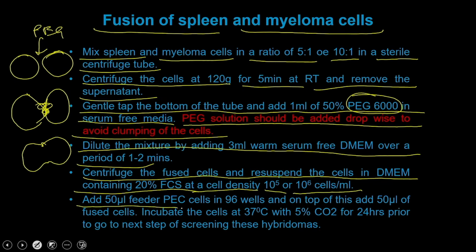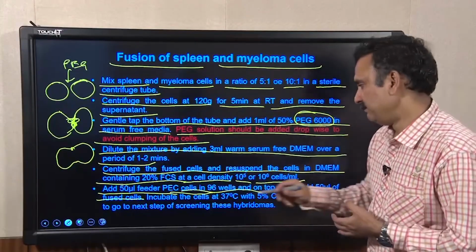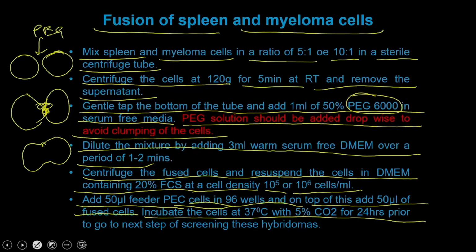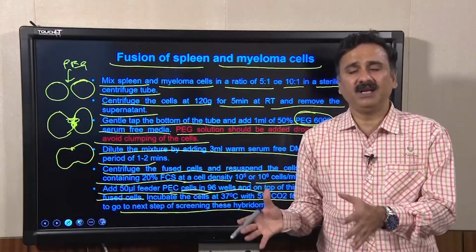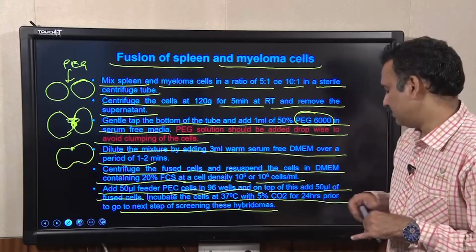Then you add the 50 microliters of feeder PEC cells in a 96-well plate, and on top of this add the 50 microliters of fused cells, which means you keep the feeder cells at the bottom, and on the top you keep the hybrid cells, or the fused cells. Incubate the cells at 37 degrees Celsius with 5% CO2 prior to the next step of screening these hybridomas. So once this system is ready, you take it to the CO2 incubator and incubate for 24 hours.